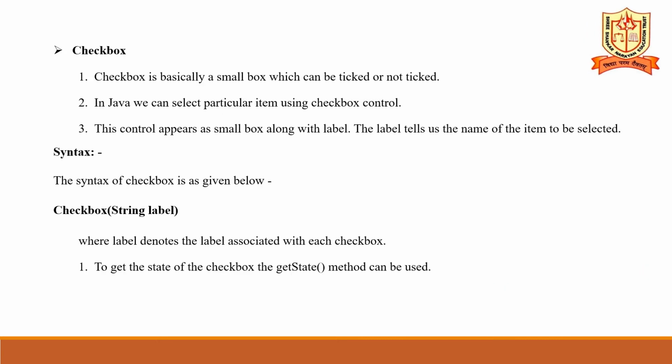Next control is what? Checkbox. Checkbox is basically the small box which can be ticked or not ticked. In Java, we can select a particular item using the checkbox control. This control appears as a small box along with a label. Label tells us the name of the item to be selected. The syntax of the checkbox is Checkbox followed by the checkbox name, where label denotes the label associated with the checkbox. To get the state of the checkbox, the getState method is used.